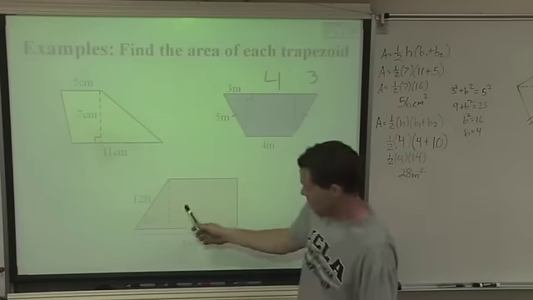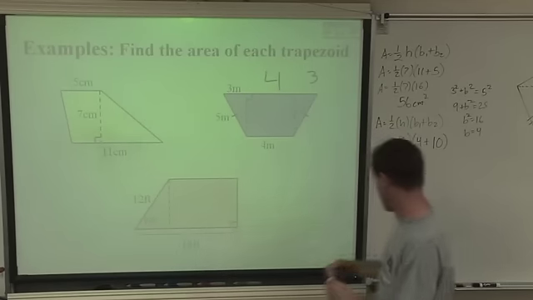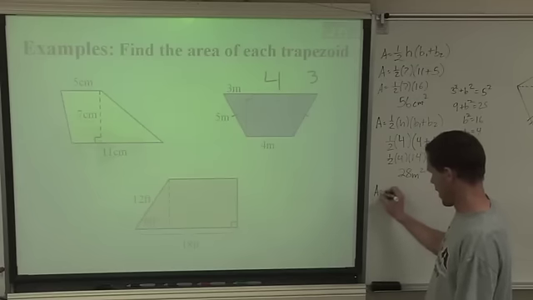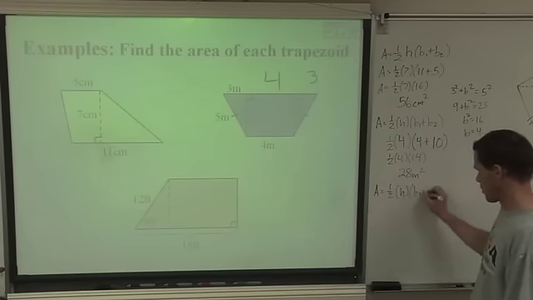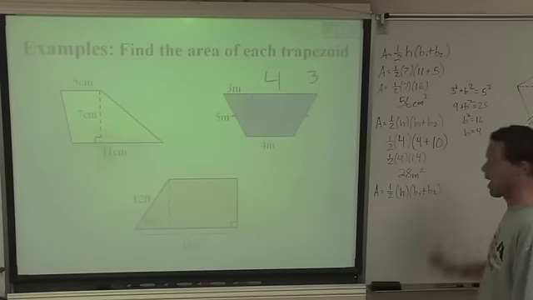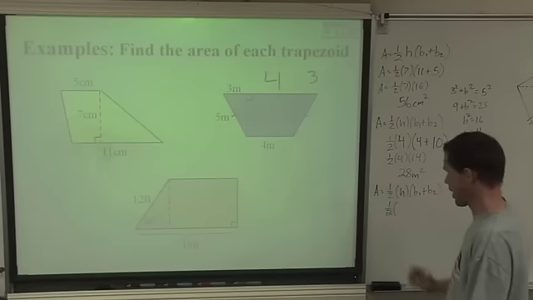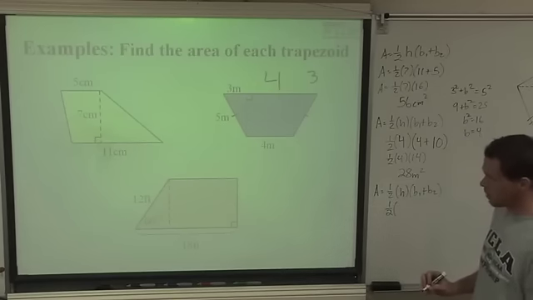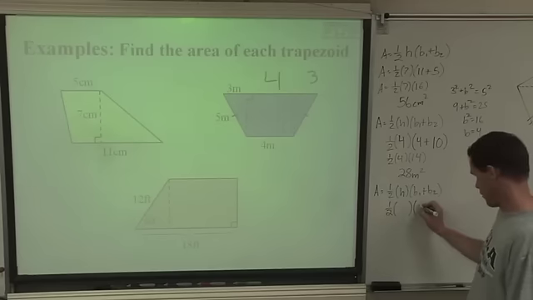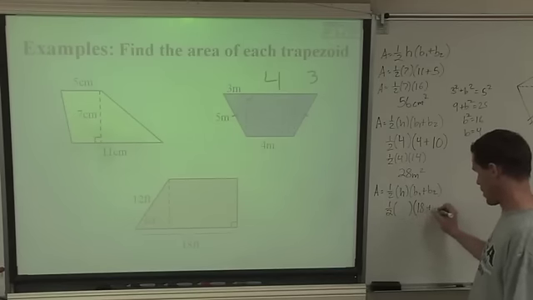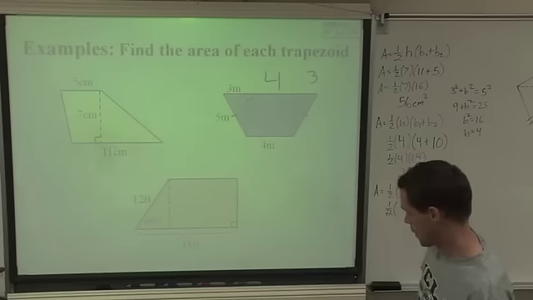Now our third and final example. This one we write down, again, the same thing: 1/2 height times (b1 plus b2). I like to write the formula every time. It helps me start to memorize it. So 1/2 the height, which I don't know yet. Base 1, 18. Base 2, not sure yet. So we're going to have to find this information.